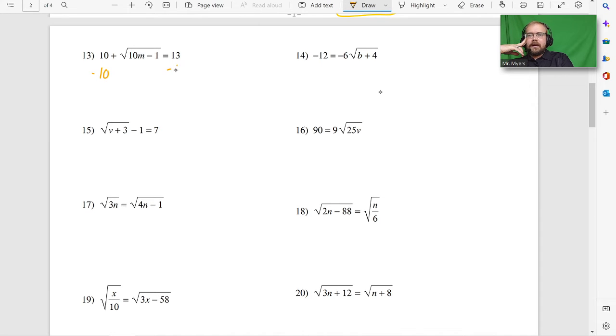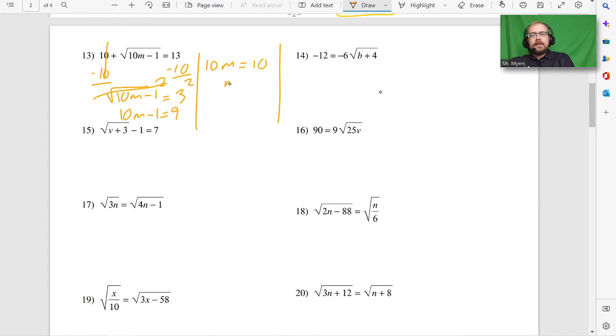And let's see, minus 10, minus 10. So now we do that, and we get 10m minus 1 equal to 3. Square both sides. That cancels. 10m minus 1 equals 9. Then we would add 1 to both sides, divide both sides by 10, and we get 1 for a final answer. Looky there.